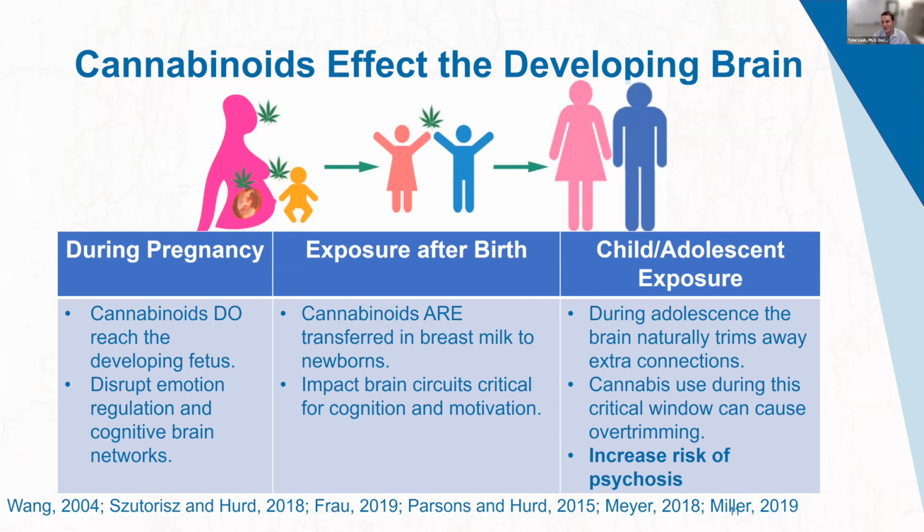One of the thoughts here is that the impact cannabis is having, if you're using it during adolescence, may actually cause over-trimming of these. You're clipping off too many connections, which can be detrimental. And ultimately, the biggest risk of using cannabis during adolescence is an increased risk of developing a psychotic disorder. So I will dive into that next.